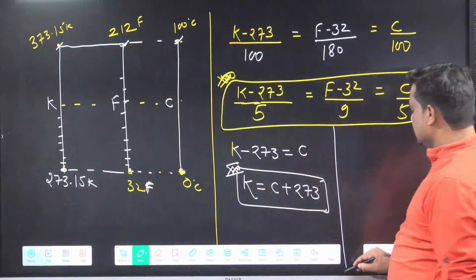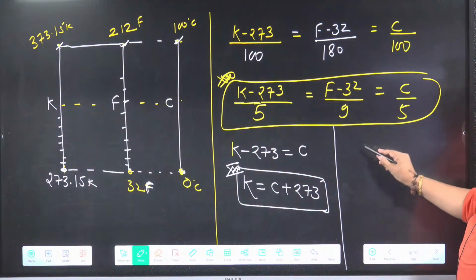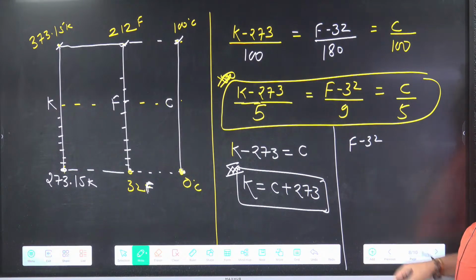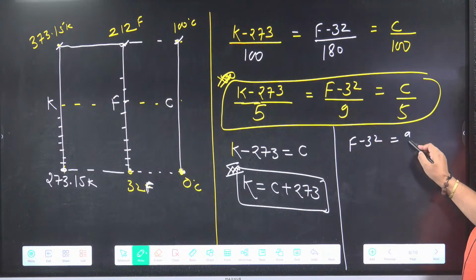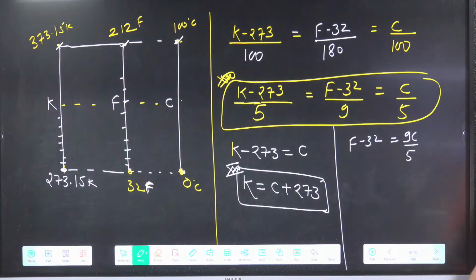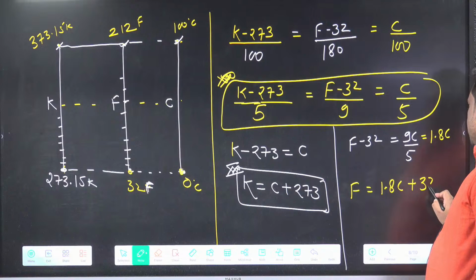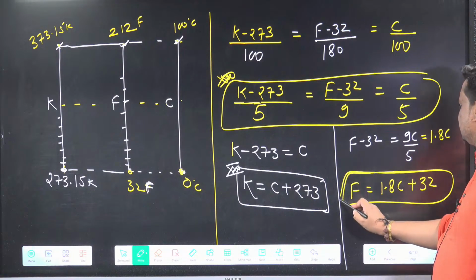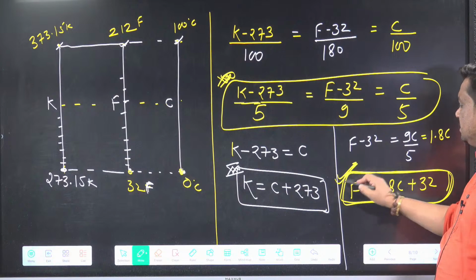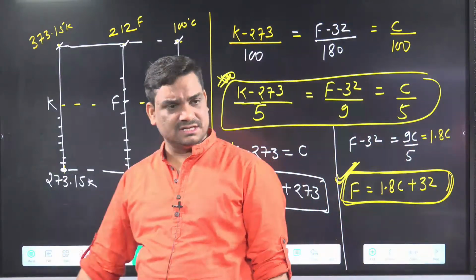And here, for Fahrenheit and Celsius, you can say, sir, F minus 32 will be equal to 9C by 5. 9C by 5, if you solve, then you can say 1.8C, because 9 by 5 is 1.8 actually. So from here F becomes 1.8C plus 32. So this we can directly use for the Fahrenheit and Celsius relation. This one we can use for the Kelvin and Celsius, okay.